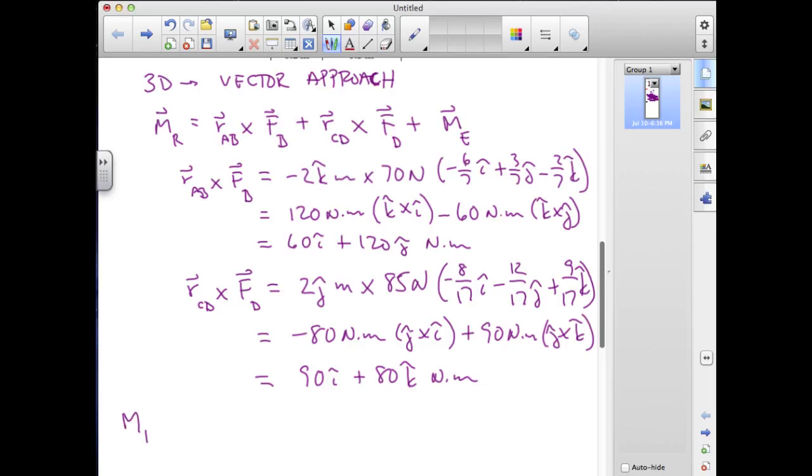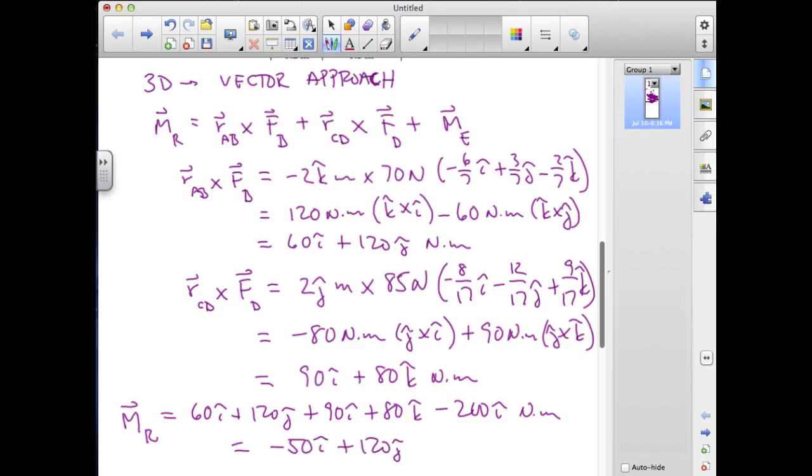So our resultant moment is just the sum of these contributions. We can see that the tip moment at E is 200 Newton meters in the minus I direction, so we simply have 60I plus 120J plus 90I plus 80K minus 200I Newton meters, and that gives us a value that's equal to minus 50I plus 120J plus 80K Newton meters.